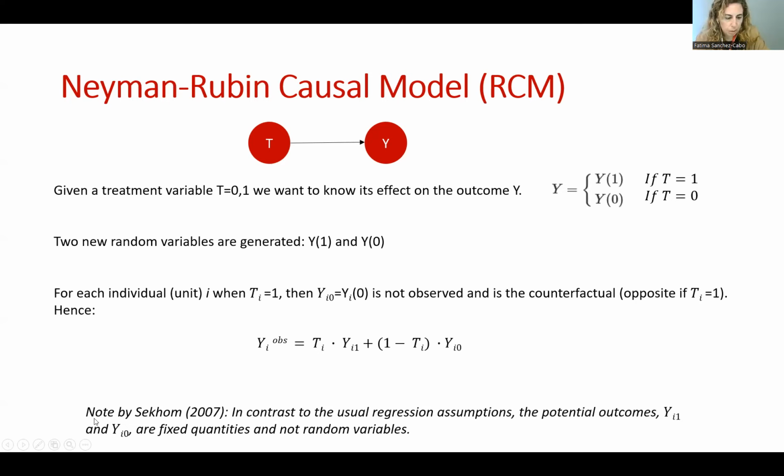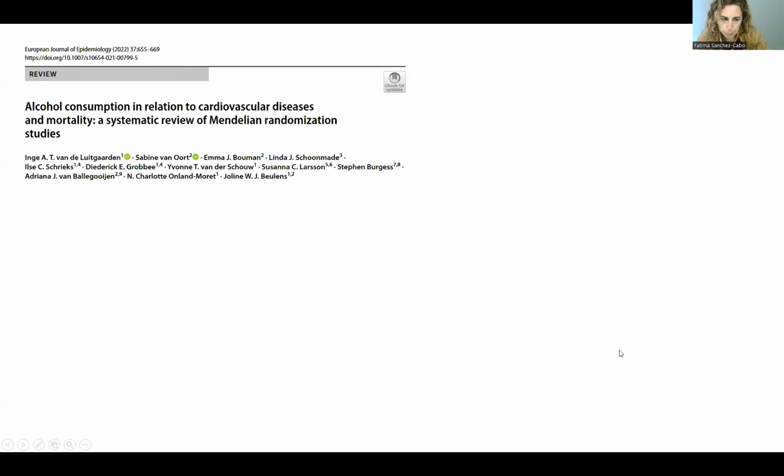And this is maybe going to raise some discussion, maybe not. I don't know if you have reviewed it because I entered the group a little bit later. But this is an interesting paper by Sekhon that makes the point that, in contrast to the usual regression assumptions, the potential outcomes are fixed quantities and not random variables. That's a little bit the basics of all that.